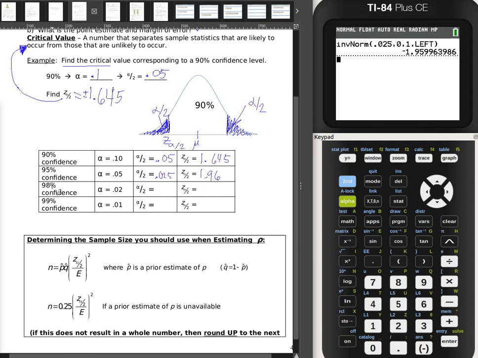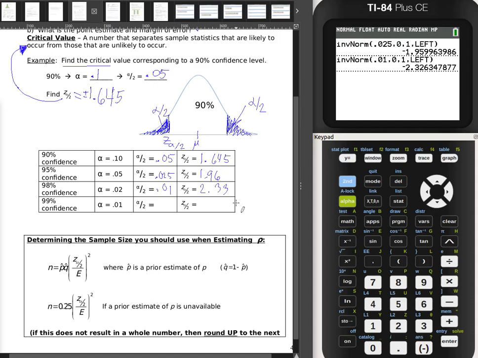What about 98% confidence? We have alpha is 0.02, so alpha divided by 2 should be 0.01. Then the z of alpha over 2 we will have to find again. Inverse normal. This time we want the area to be 0.01. The mean and standard deviation all stay the same. We'll calculate that one. So this critical value should be 2.3, I would just call it 2.33, by rounding.